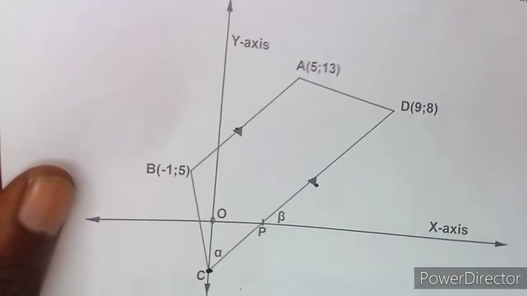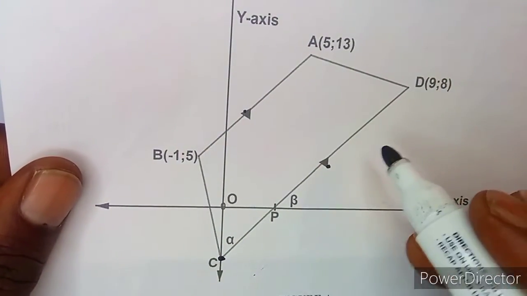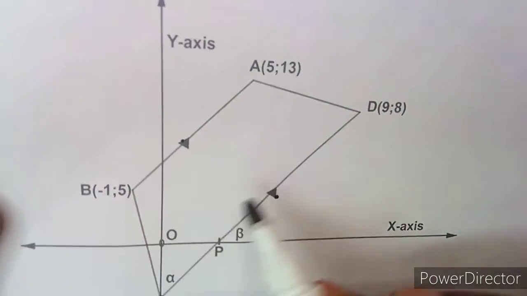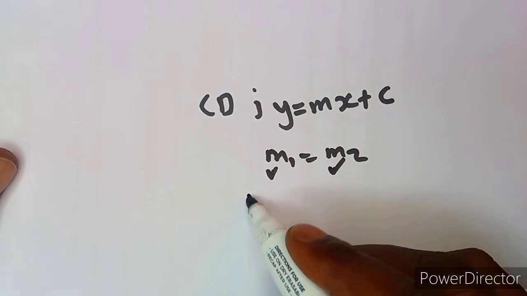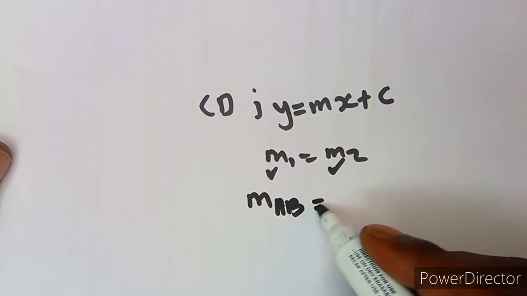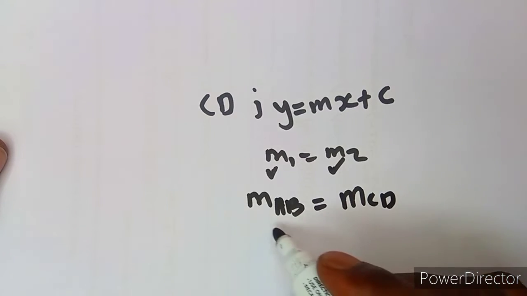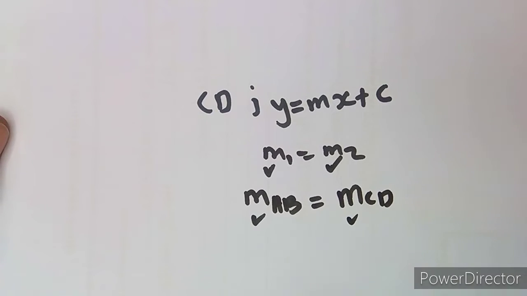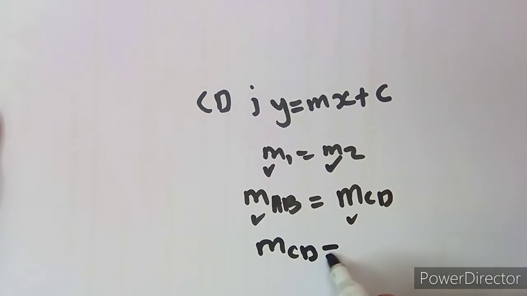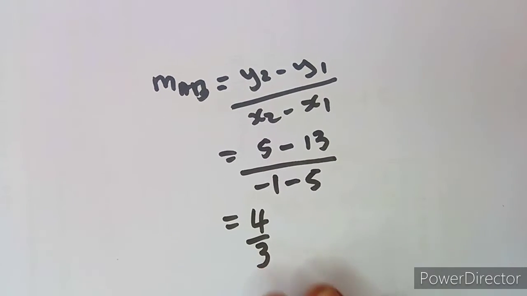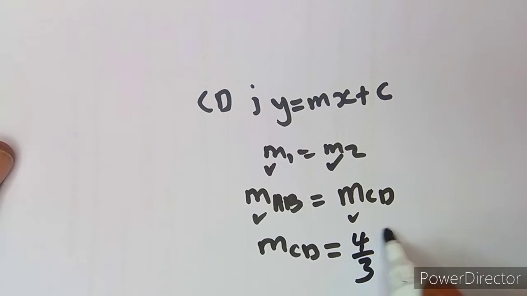if they possess the same gradient, what are we going to use here for CD? Since we have the gradient of AB, because we calculated it before, we can use the gradient of AB on the gradient of CD. Okay, so in this case, we are saying that from parallel lines, that means MAB, the one that we calculated, is equal to MCD. The gradient of line AB is equal to the gradient of CD, from M1 is equal to M2. So that means, since we calculated the gradient of AB before and obtained 4 over 3, our answer is going to be 4 over 3 for the gradient of what?